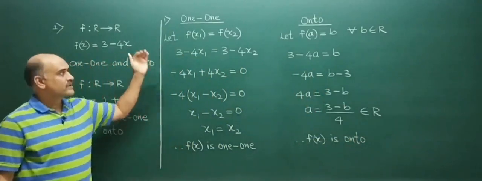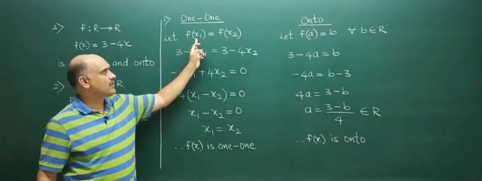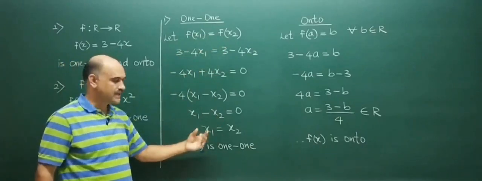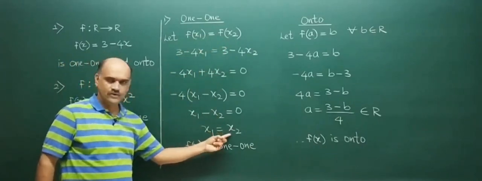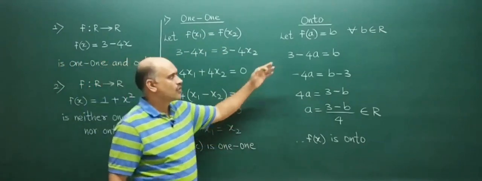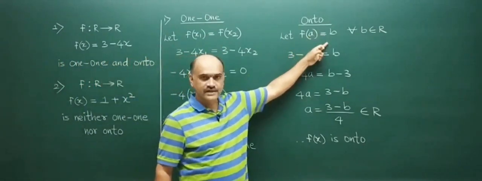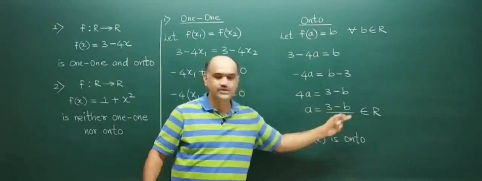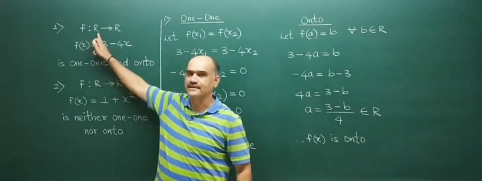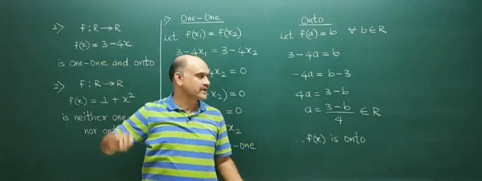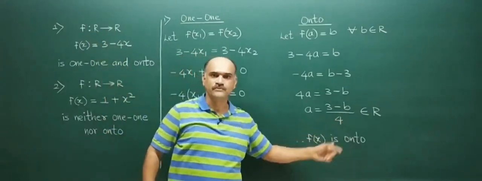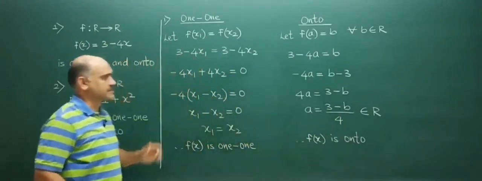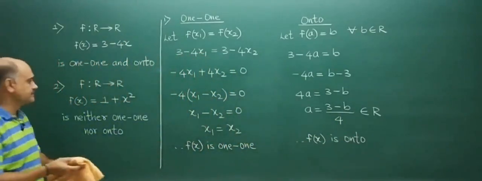Clear, students? So for one-one, you are required to take f of x1 is equal to f of x2, simplify and show that x1 is equal to x2. For onto, you are required to take f of a is equal to b, simplify and find the value of a. A should belong to the first set. If it is not belonging, then it is not onto. If it belongs, it is onto. Clear? Next, we will go for the second one.